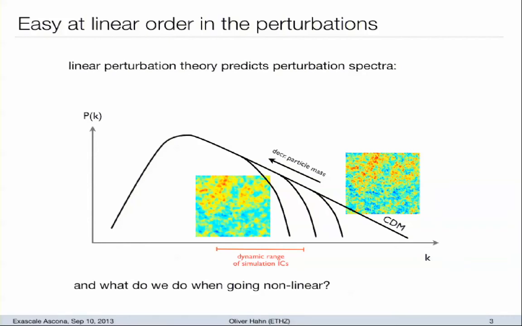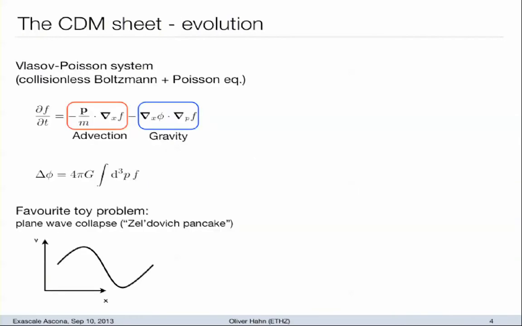Okay, so this is fairly well understood. We can fold in all this physics, predict these linear perturbation spectra and make predictions about the CMB and so on. But what do we do when we go nonlinear? The nonlinear dynamics of a collisionless system with self-gravity is just governed by the Vlasov-Poisson system, which basically has an advection term and an acceleration term depending on the force. And the only force is the self-gravity of the fluid.